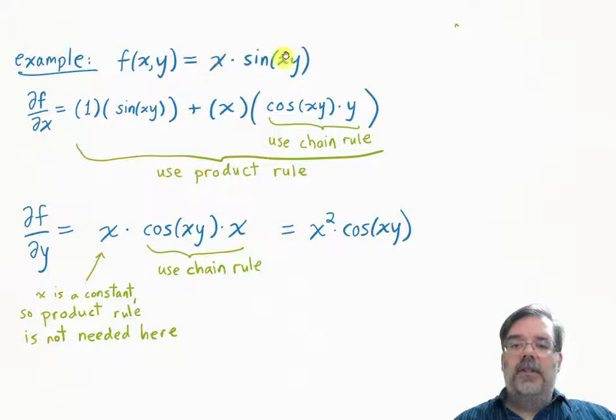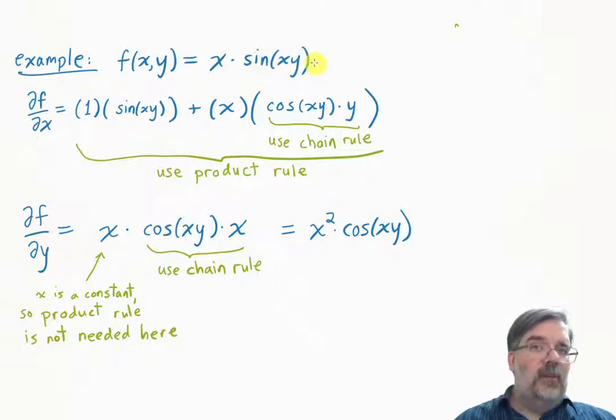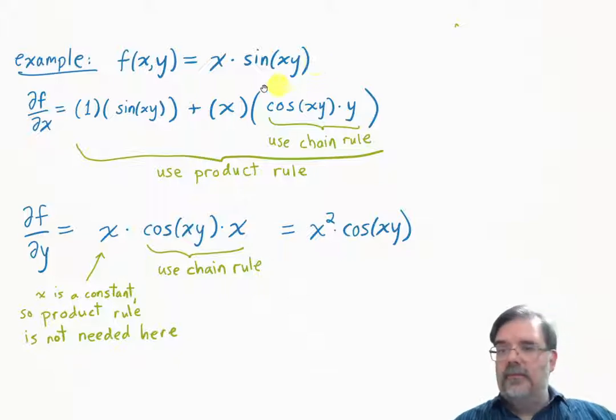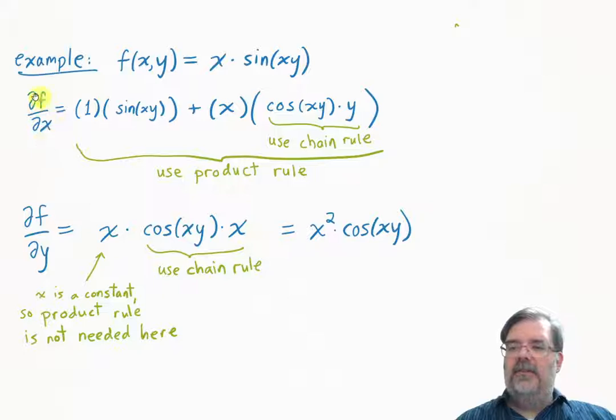You can see from the setup that this might require both. We have a function times another function, an x times a trig function, so that might require a product rule. And we also have sine, but within the sine we have x times y, so a function within another function. So we might need to use the chain rule. First, let's use the product rule to calculate df dx.